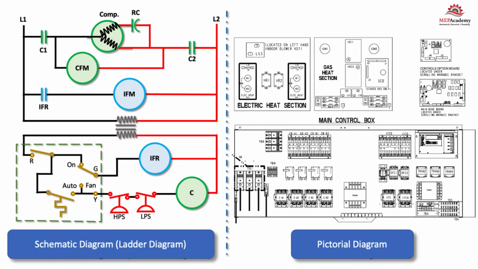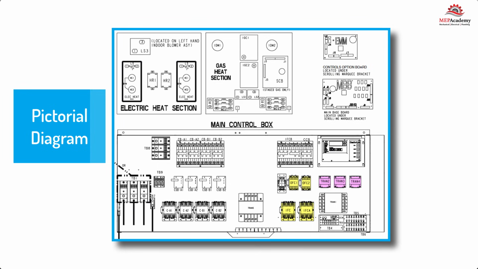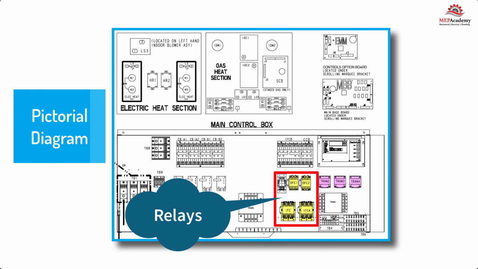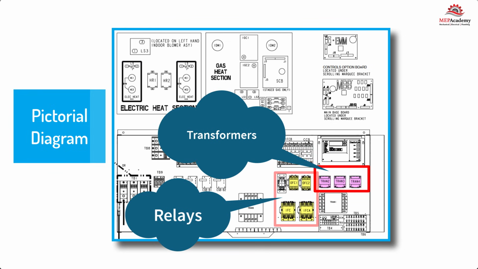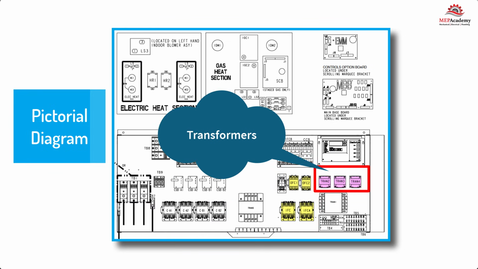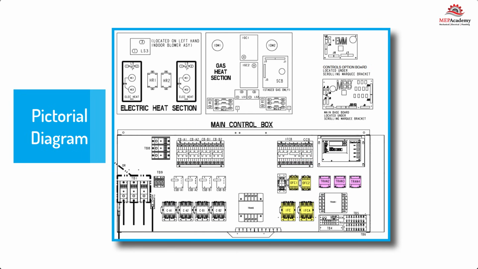This is a pictorial representation of what the electrical components look like when looking directly at the internal control board. This lets you see where the parts are located, but it's not as useful for troubleshooting as the schematic ladder wiring diagram we just looked at. The relays are shown as blocks, just as the transformers are. This allows us to easily find them within the HVAC equipment, but doesn't give us a good way of troubleshooting a problem.